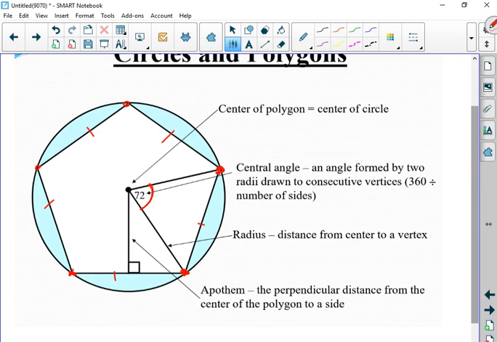The radius, as we know, is the distance from the center to a vertex. On a circle, it's just the edge of the circle. But in a polygon, it's got to go to one of the vertices. And then there's this new thing called the apothem, or apothem, depending on how you pronounce it. It's the perpendicular distance from the center of the polygon to a side of the polygon.